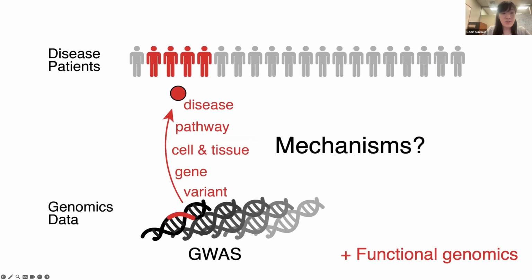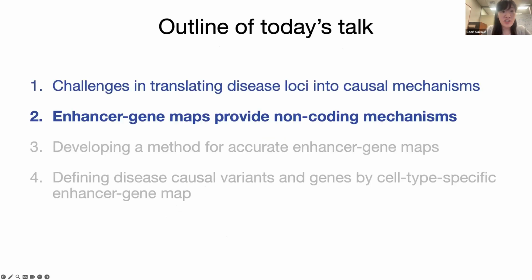So what do I mean by functional genomics? We think that especially to solve the non-coding mechanisms of the GWAS locus, enhancer gene maps can potentially provide the non-coding mechanisms as one layer of the functional genomics.